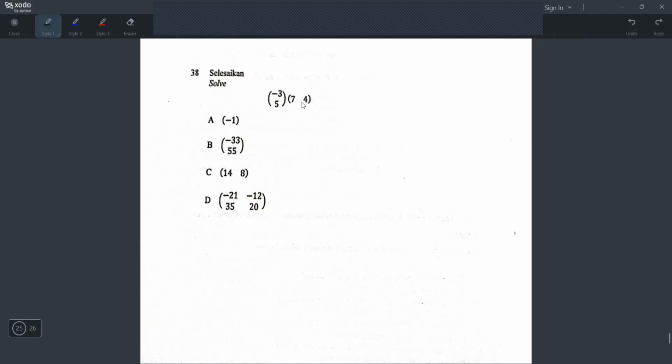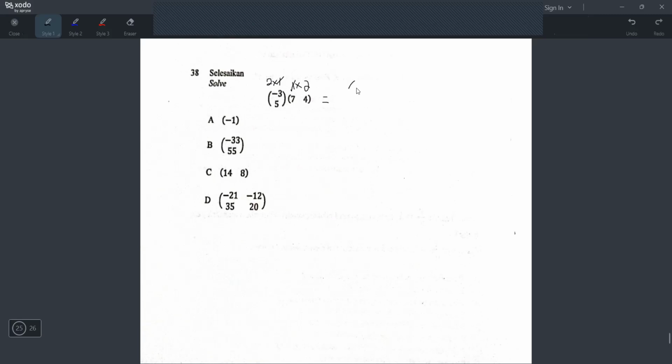Okay, 38. Solve this. All right, this one is matrix, direct matrix. When you take matrix, direct matrix, you have to write down the order first. So this one is 2 row 1 column, 2 times 1. This one is 1 times 2. Why you have to write down order first? Because you have to check whether this number same or not. If it's not same, means cannot direct. Okay, for this one same lah.